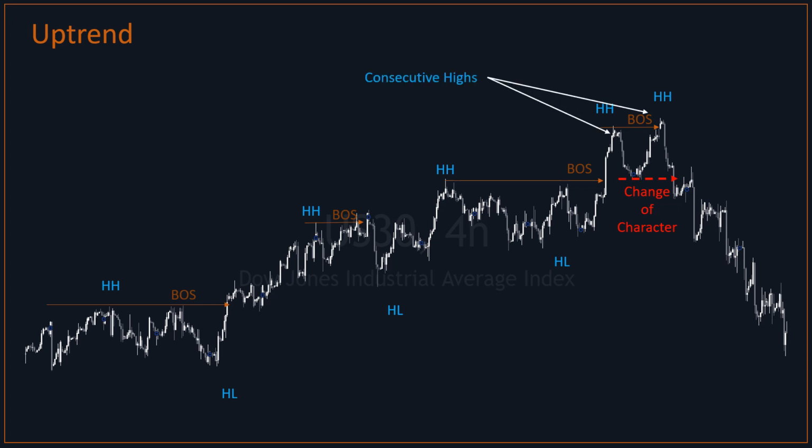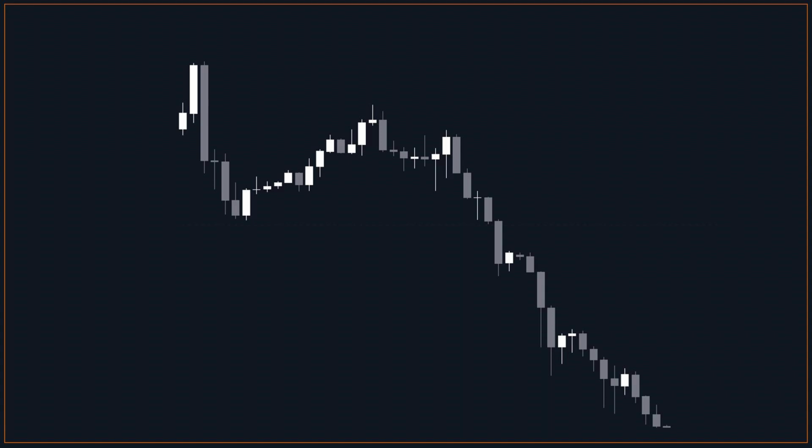All right, and then once we see a change of character right here, we know that price is about to change. We know that the trend is about to change. So from here it was an uptrending market, and once we see a change of character right here, we know it's a signal that the upward moving trend is coming to an end. And we can clearly see from here that price started dropping, price started going to the downside. All right, so let us look at this example right here.